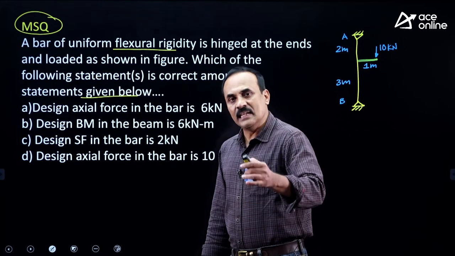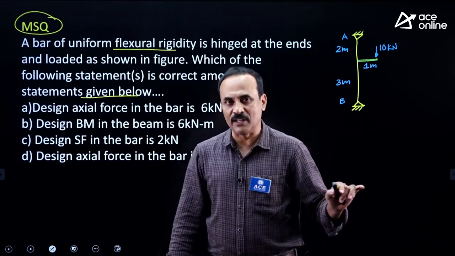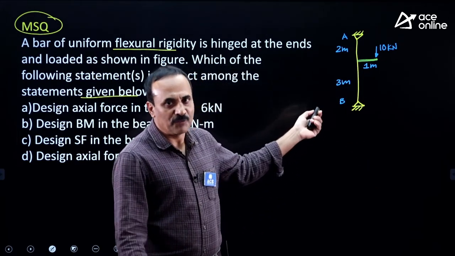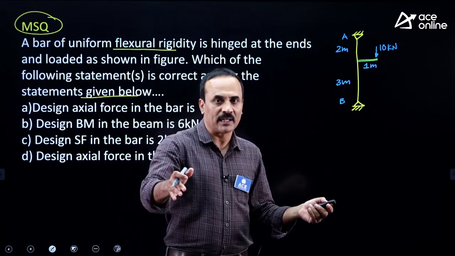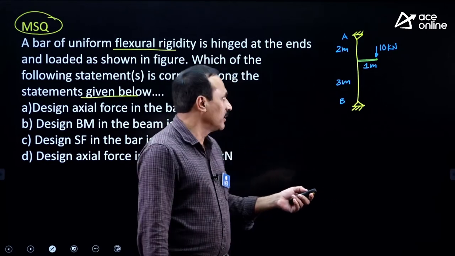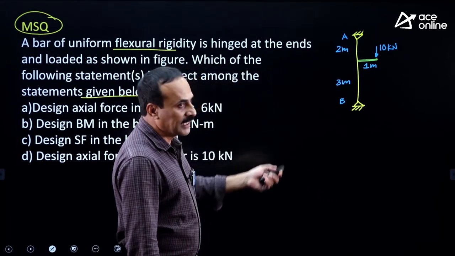In ESE prelims point of view, all are multiple choice questions. In GATE point of view, you have multiple select questions. For multiple select questions, there is no negative marking if you pick the wrong answer. That is the advantage, a blessing in disguise.